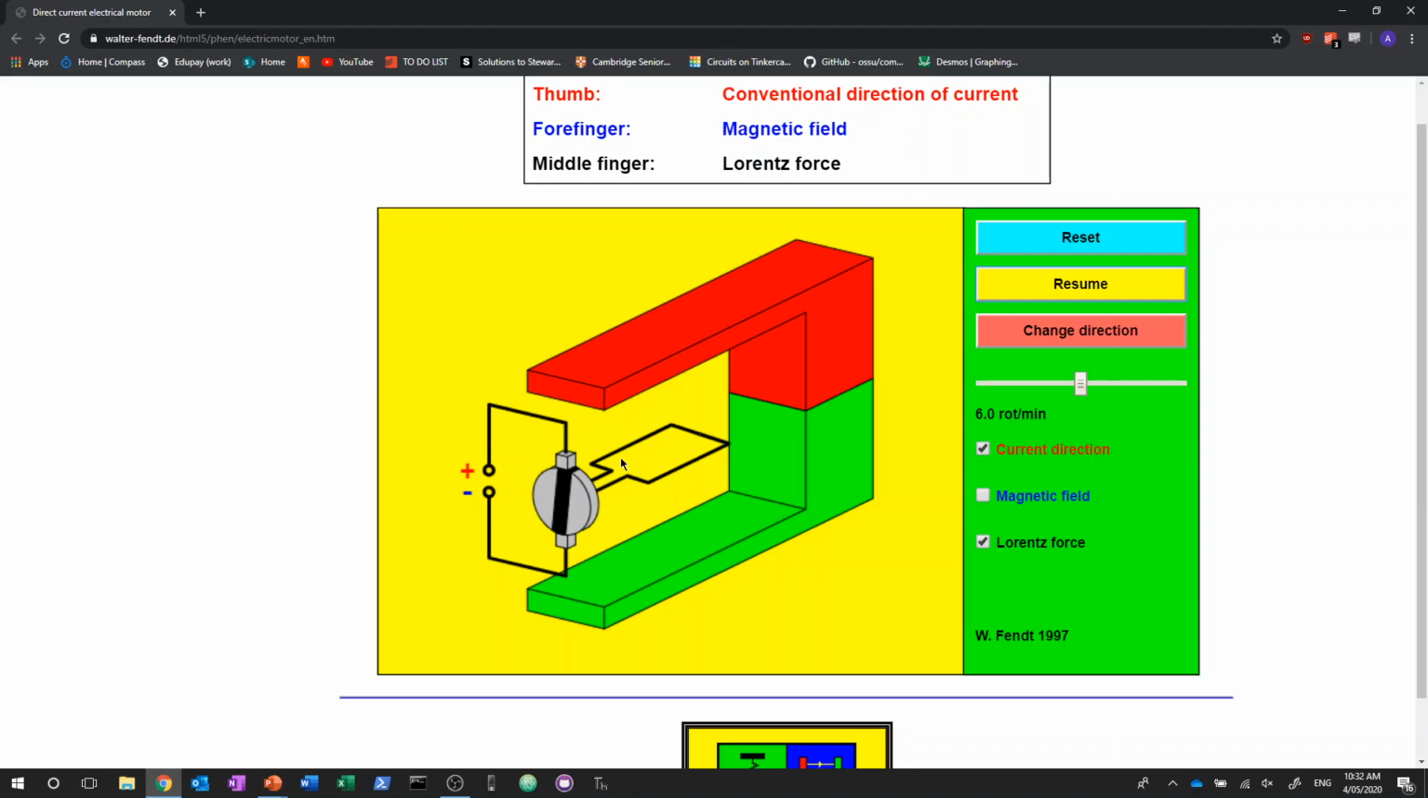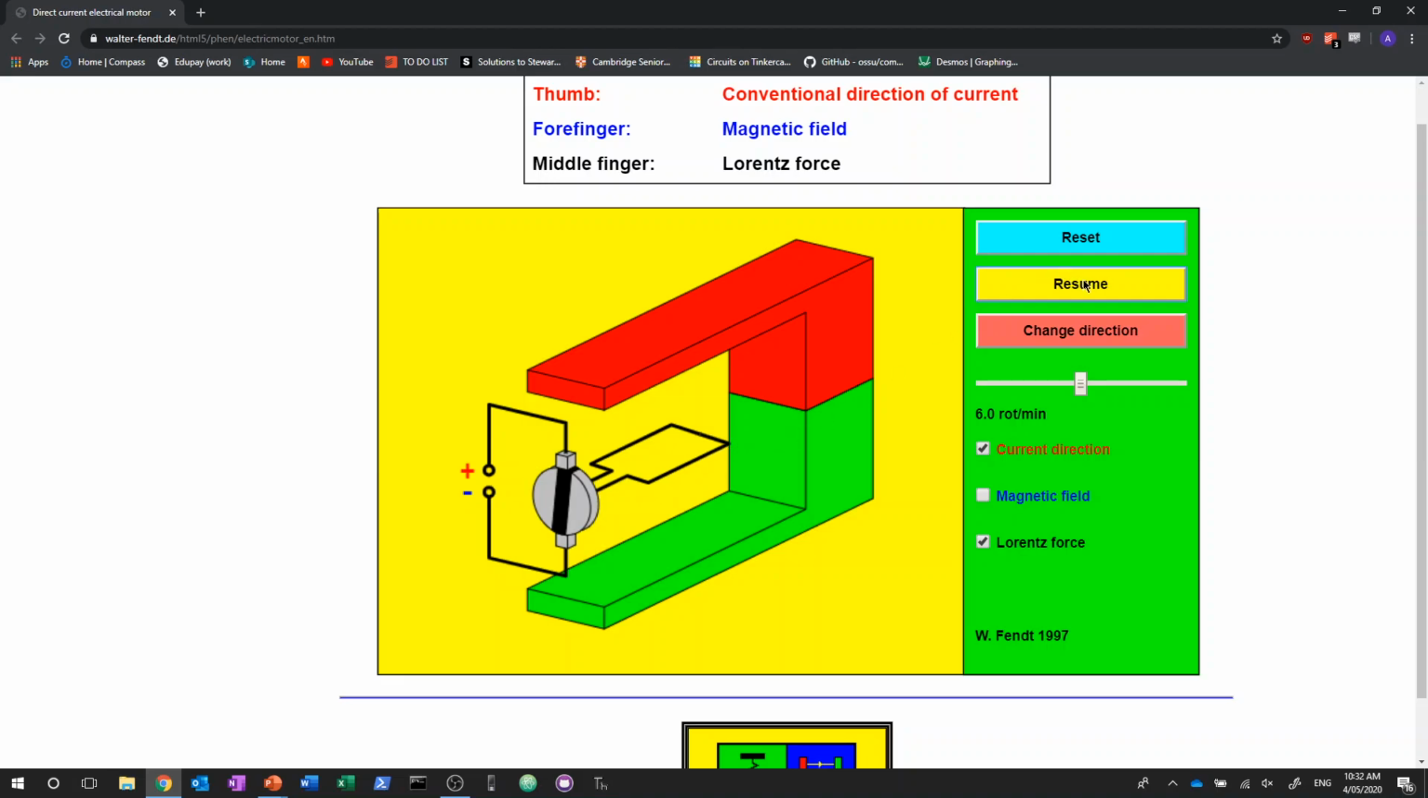But what's going to happen is as it continues to rotate, this commutator, which was connected to this side, is going to become connected to the negative terminal. And the other commutator will be connected to the positive terminal. So basically the current on each of these two sides is going to swap its direction. So this current, which was going into the page, should now be out of the page. And same with this side here, the current was going out of the page this way, but now it's going to be going into the page like that.